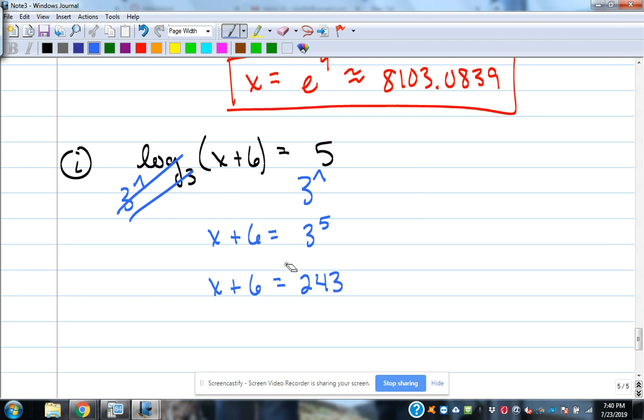Now that's a pretty easy equation to solve. Subtract 6. 237. And that's x. So we've got a log in the problem. We try to make sure it's isolated, and then we use that exponentiation with whatever the base of the log is.